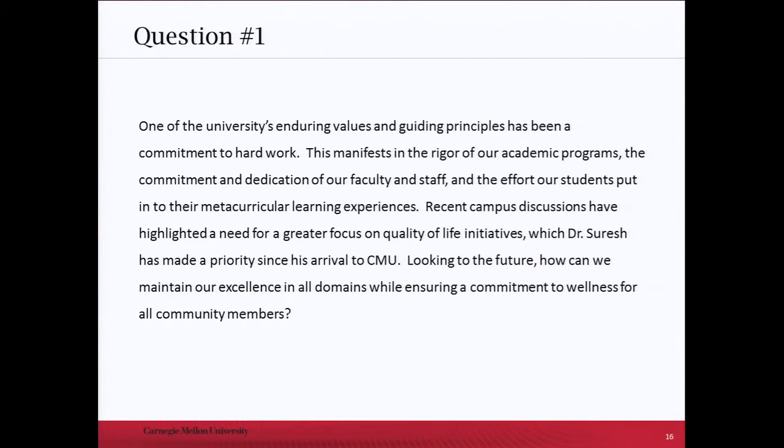So one of the questions our group developed, which really spans all of the areas, is that this enduring value and guiding principle, that commitment to hard work, does manifest in the rigor of our academic programs, the commitment and dedication of our faculty and staff, and the effort that our students put into their metacurricular learning experiences. Again, we still highlighted the need for a greater focus on quality of life. In fact, President Suresh, in his inaugural year, made that one of the driving action items that he would like to advance. And I think we are getting resonance with the Healthy Campus Initiative and other activities. But our question still remains: how do we maintain that excellence and rigor while also ensuring a commitment to wellness for all of our community members?